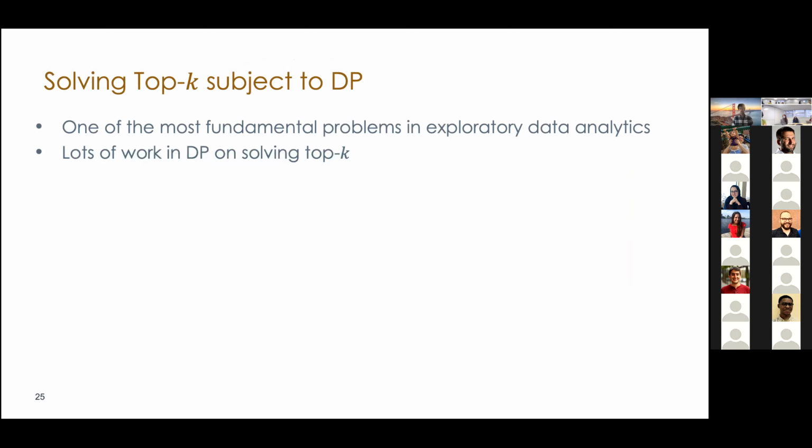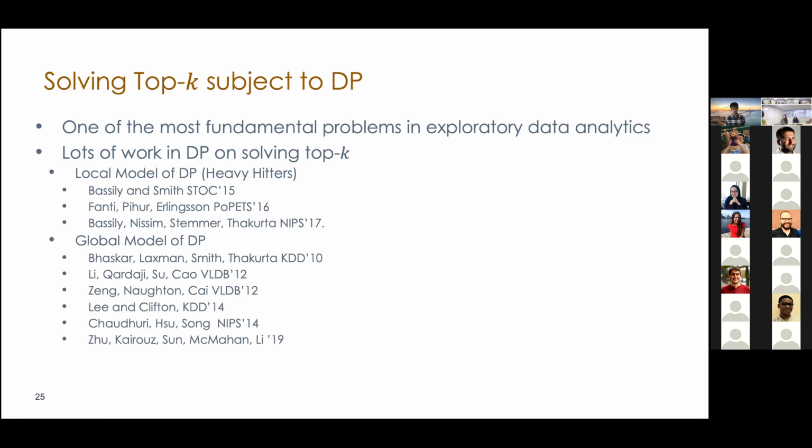Okay, so in doing this, one thing to point out is that the algorithms will require us to know the domain of these histograms in advance. So if you want to know the top K skills, you need to say in advance, here are all the skills that somebody could possibly have. And so solving top K subject to differential privacy is one of the most fundamental problems that we want to be able to solve.